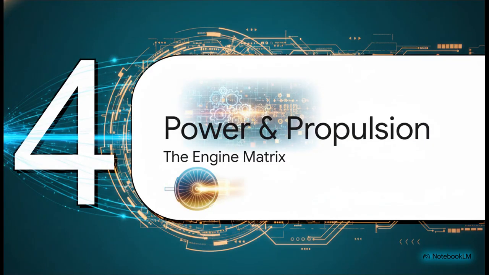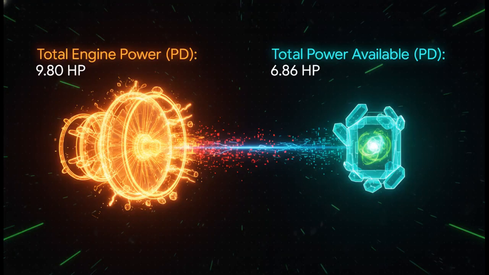Section 4. Power and Propulsion Dynamics, the Engine Matrix. All right, we have our airframe. We've mapped the drag, we've got our lift curve. Now let's inject raw mechanical energy into the simulation.